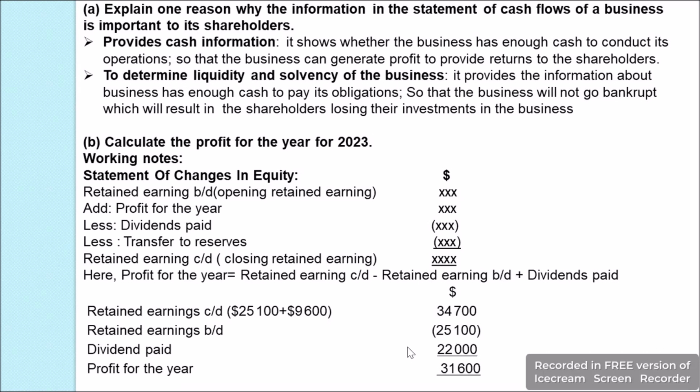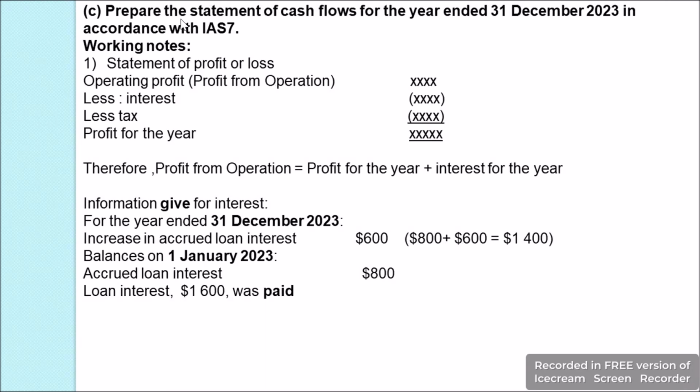Then we add the dividends which have been paid, which was given as $22,000 in the additional information. So $9,600 plus $22,000, we will get the profit for the year as $31,600.